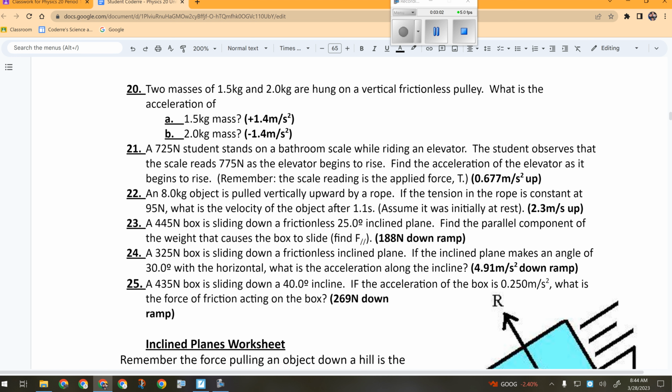They start off with a vertical frictionless pulley, so we've done something like that. We got an elevator question, another elevator question. We got some inclined plane stuff, and then we'll move on to some vector questions after that, just to refresh after a 4-day break. If you got questions, just let me know.